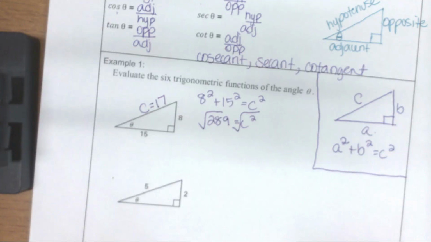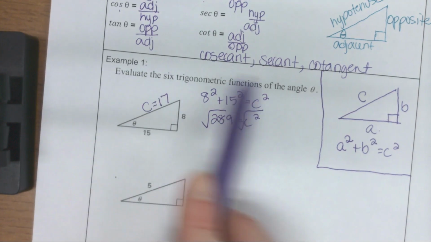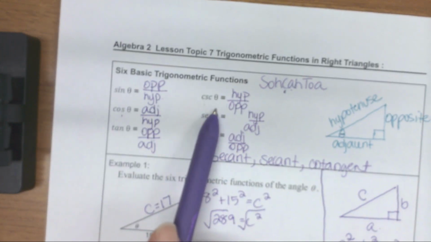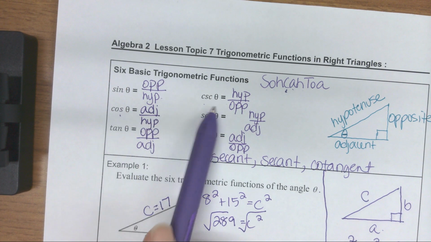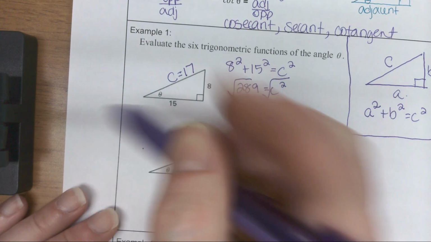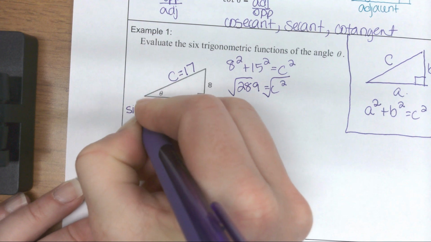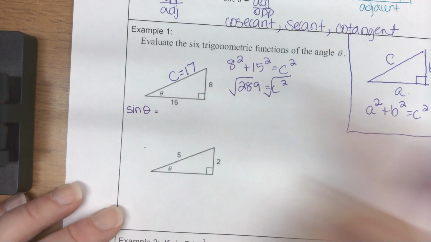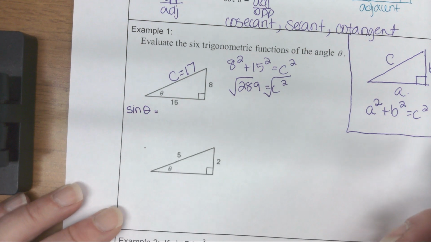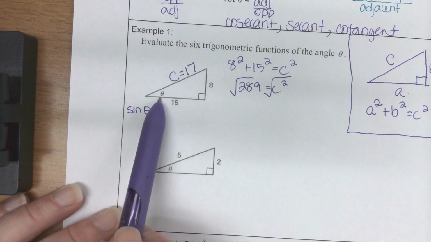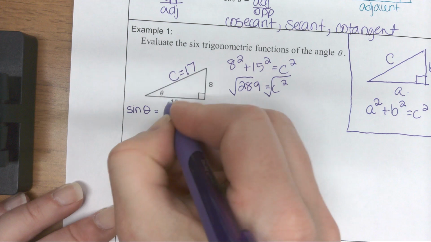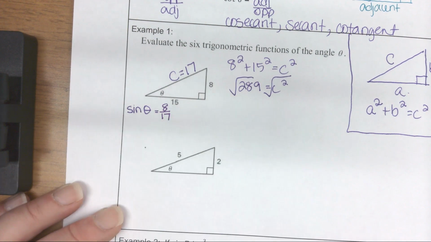So, now I'm going to evaluate my 6 trig functions. I'm going to just do the sine first, and then I'm going to do its reciprocal because they are related. We're going to just flip that fraction around. So the sine, written S-I-N, of theta is the ratio of opposite over hypotenuse. So we're going to write the fraction: opposite is 8, and the hypotenuse is 17. So we're going to write 8 over 17.